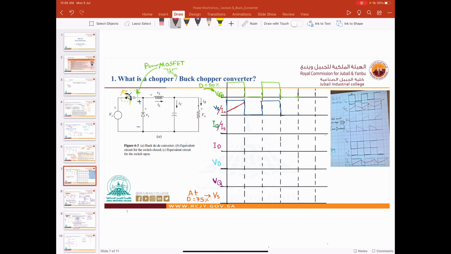Okay, so it will go down, right? So it will go down like this, but then it goes up, then it will go down. So this is the waveform for the I out.